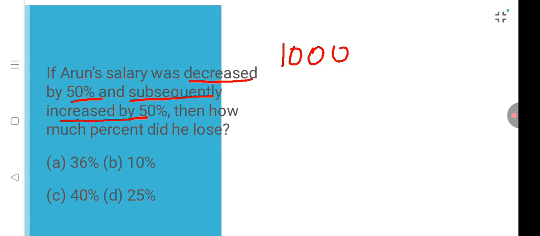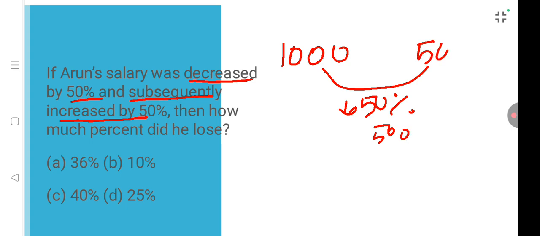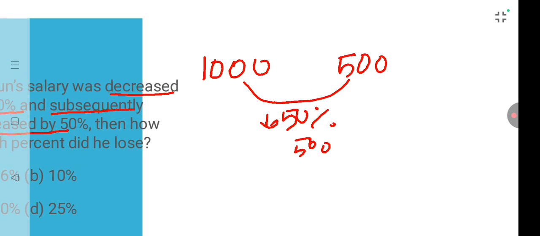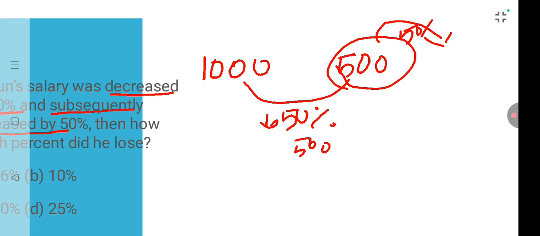First it is decreased by how much percentage? It is decreased by 50 percentage. In 1000 the 50 percentage is 500. So it is decreased by 500. So now the salary is 500 and then increased by 50 percentage. In 500, 50 percentage is 250. So increased by 250 means 500 plus 250, 750. So the final salary is 750.